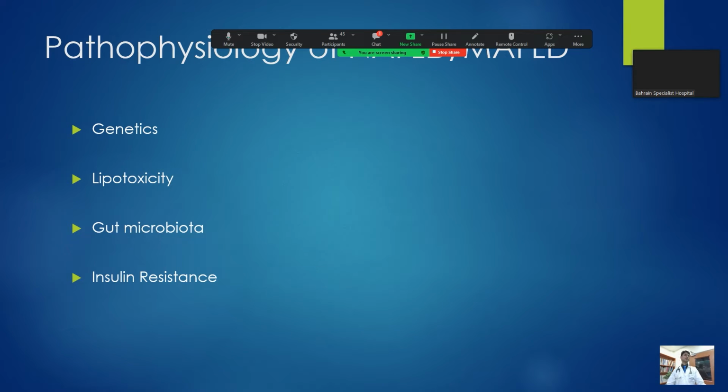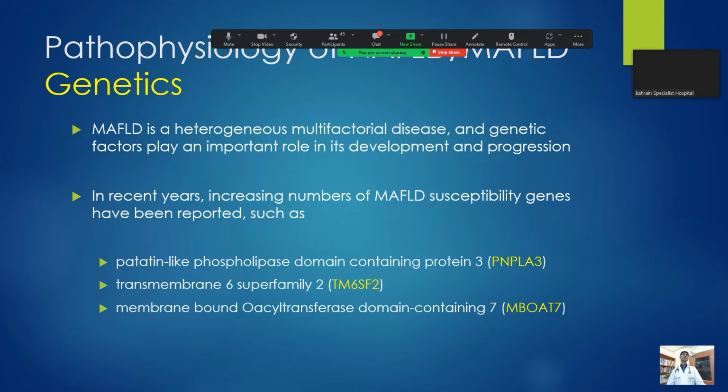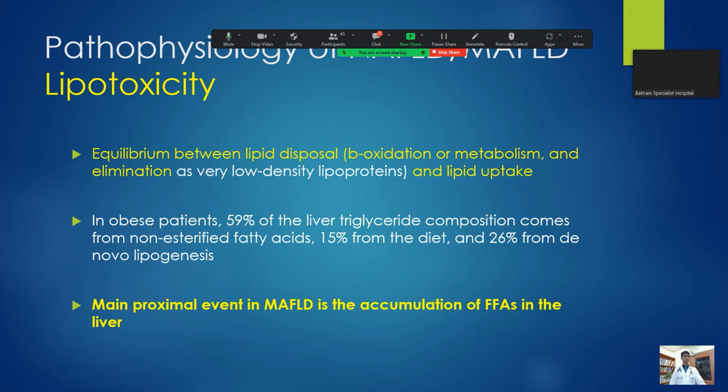Now we know NAFLD, we know MAFLD, but what causes somebody to have NAFLD or MAFLD? There are certain mechanisms which work on it, like genetics, lipotoxicity, gut microbiota or dysbiosis, and insulin resistance. Among genetics, there are certain genes associated with fatty liver disease, and common among those are PNPLA3, which is very common, another is transmembrane 6 superfamily, and MBOAT7 also. These are among the common ones which we encounter some of the time, but testing is only done by the geneticists who are working on it.